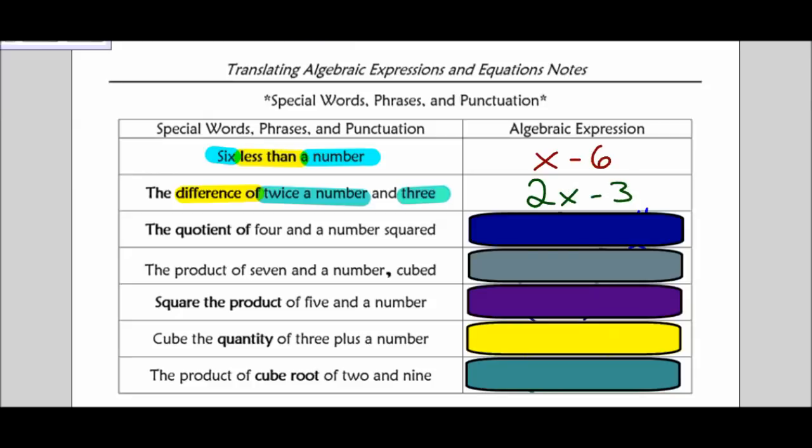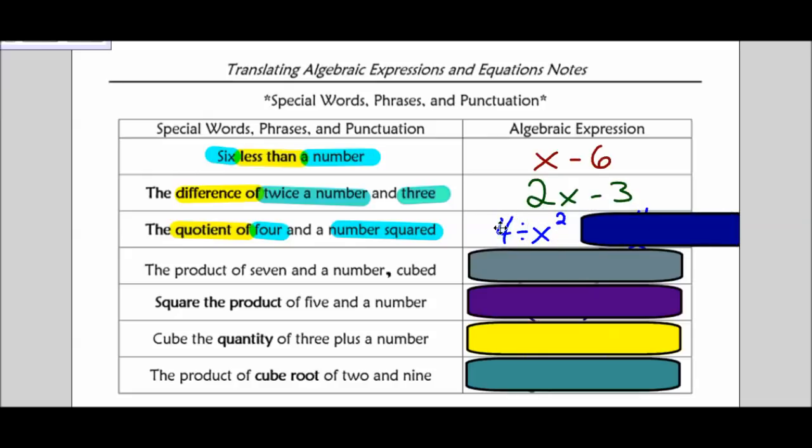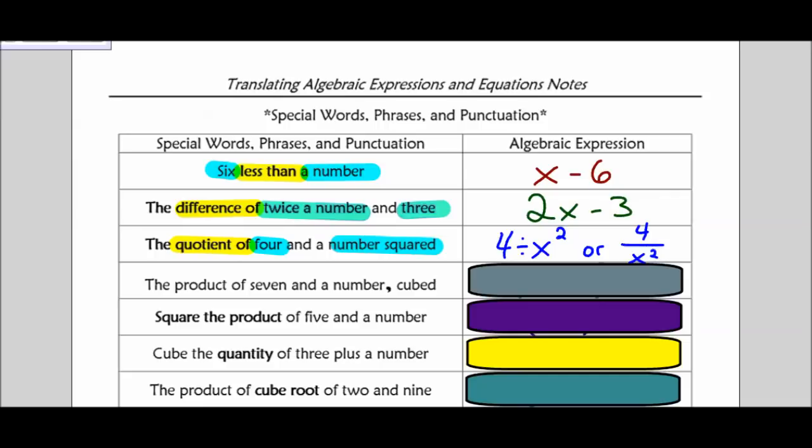The next one's kind of similar, talking about the quotient of. That's telling us do it in this order, the quotient of these two things, 4 and a number squared. So you can see that the word and kind of separates the terms. The quotient between these two things, 4 and some number squared, the division problem between 4 and a number squared. You could also see that as a fraction, 4 divided by some number squared.